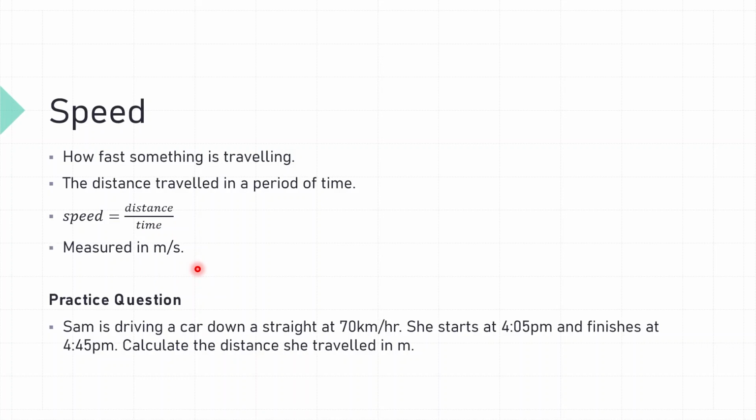We're going to apply some of that knowledge right now as a practice question. Sam is driving a car down a straight, that should probably say road, at 70 kilometers per hour. She starts at 4:05 p.m. and finishes at 4:45 p.m. What we're being asked to do is calculate the distance that she traveled in meters.